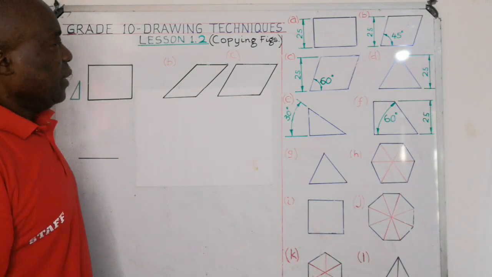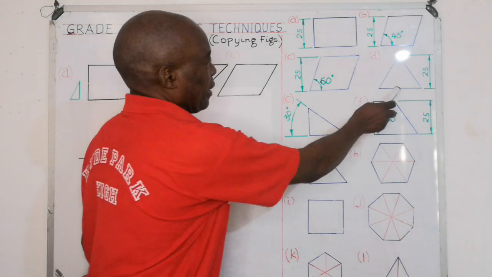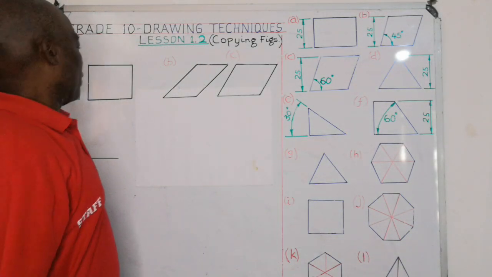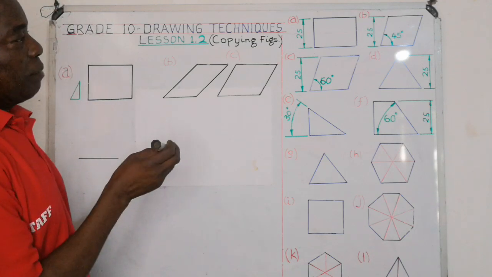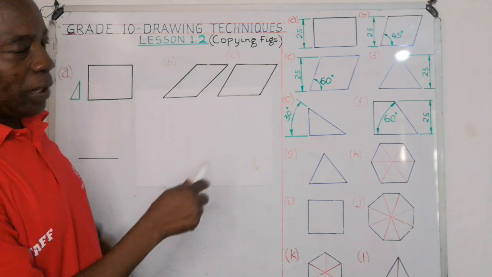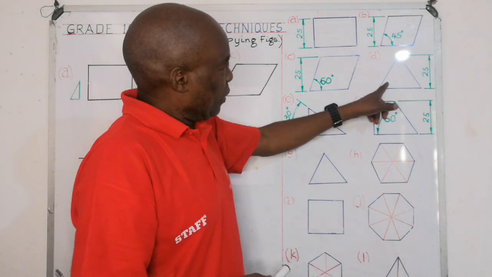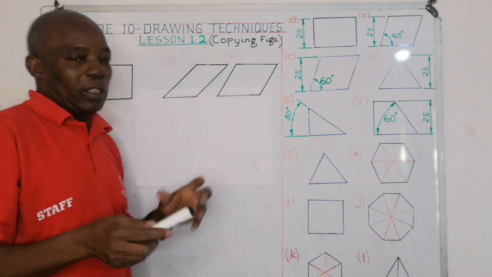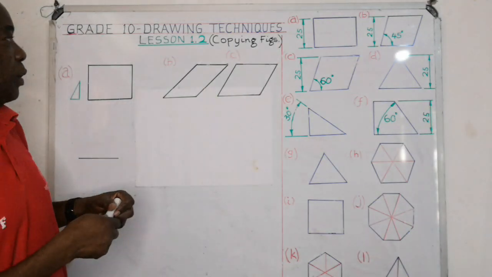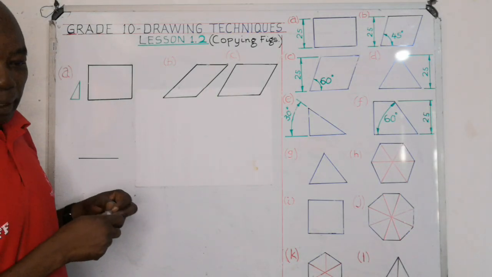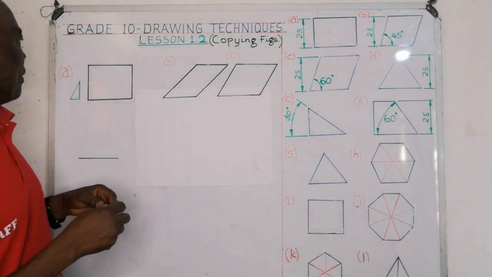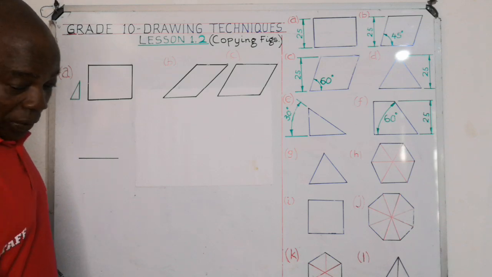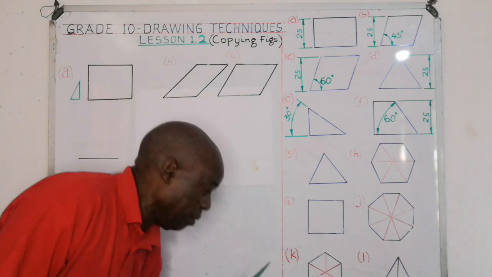So since it is equilateral, you can see that these sides are equal. And it means if it's an equilateral triangle, all the sides are equal and the angles are also equal. So this would be 60 degrees, 60 degrees, 60 degrees, because the total sum of internal angles of any triangle is 180. So I'm going to use my 60-degree set square.